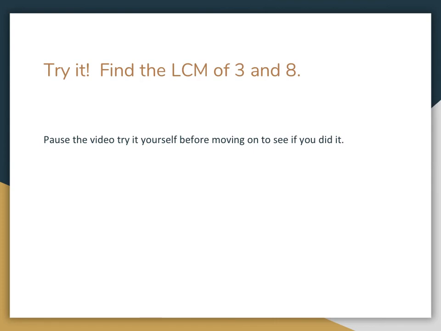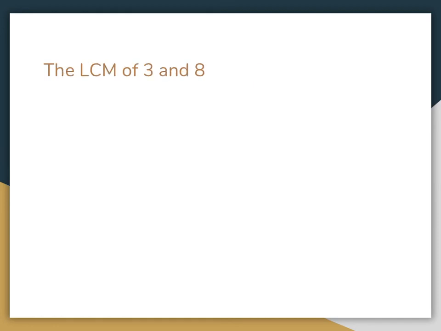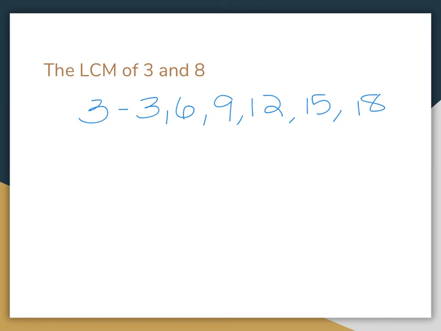Now you try it. Find the least common multiple of 3 and 8, and after you do, come back to see if you did it correctly. So the LCM of 3 and 8. The multiples of 3 would be 3, 6, 9, 12, 15, 18. Let's see, where am I at? 2, 3, 4, 5, 6, 7, 8.